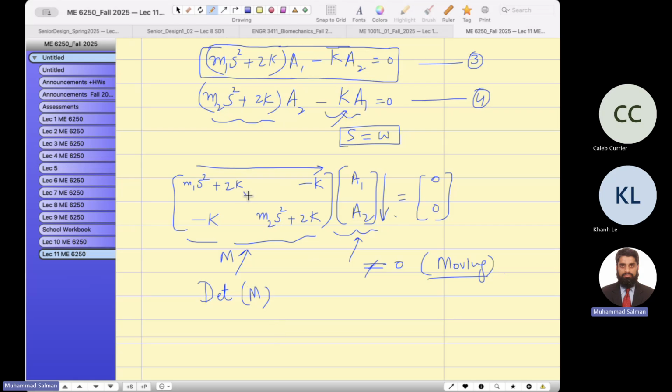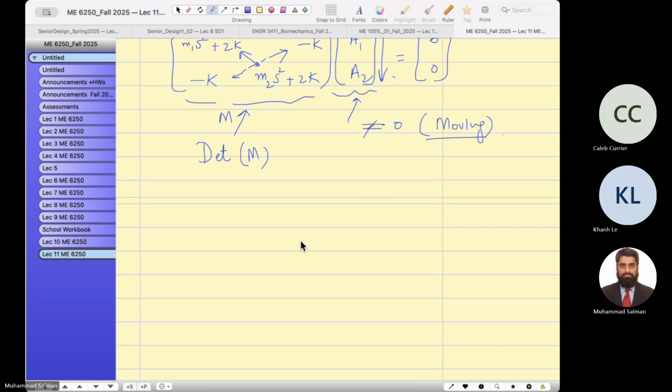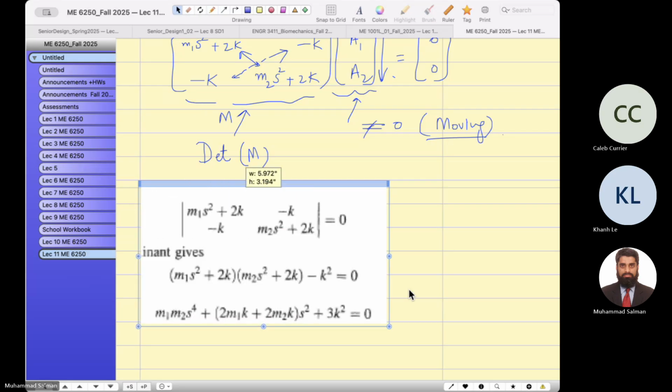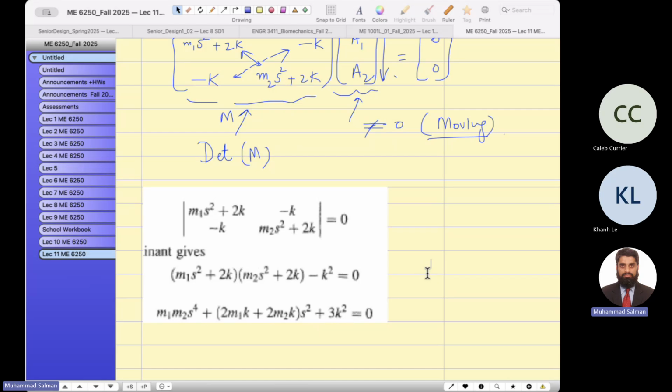Now what is the determinant? If you multiply the diagonal elements and subtract the cross diagonal elements, you will find this answer. So let me show you over here. You have to do some math here, and I'm going to show you this equation. How do you find the determinant? This is not difficult. When you go home, you can do it. You agree with your professor?